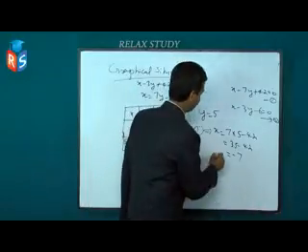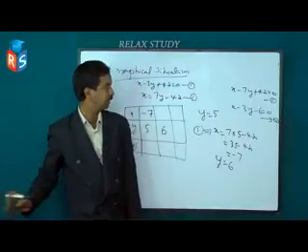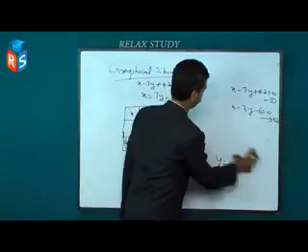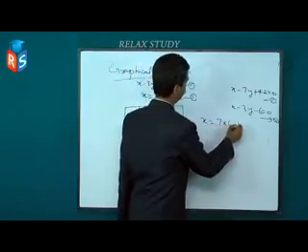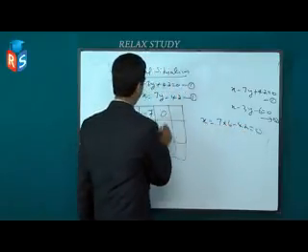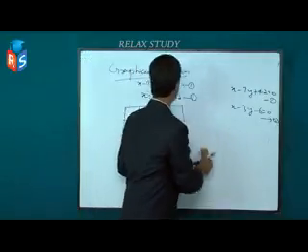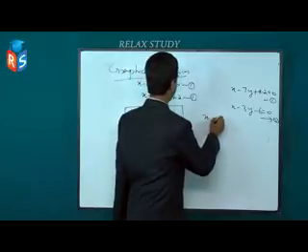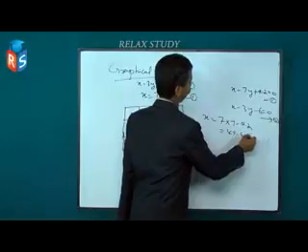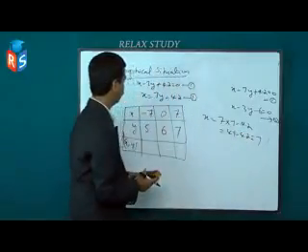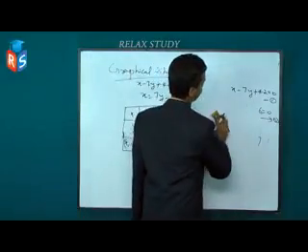Next put y equals 6. Then I get x equals 7 into 6 minus 42 equals 0. Next I am taking y equals 7. Then I get x equals 7 into 7 minus 42, 49 minus 42 equals 7. This is the first situation.